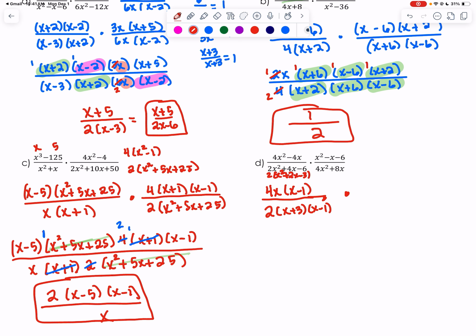So over here on the top, x squared minus x minus 6, I've used x minus 3 times x plus 2. And on the bottom, I took out the common factor of 4x, and that left me x plus 2. Now, writing it as all one fraction gives me 4x, x minus 1, x minus 3, x plus 2.